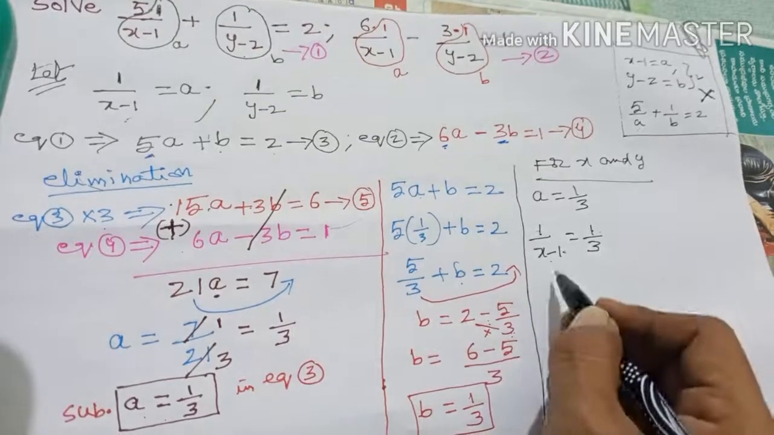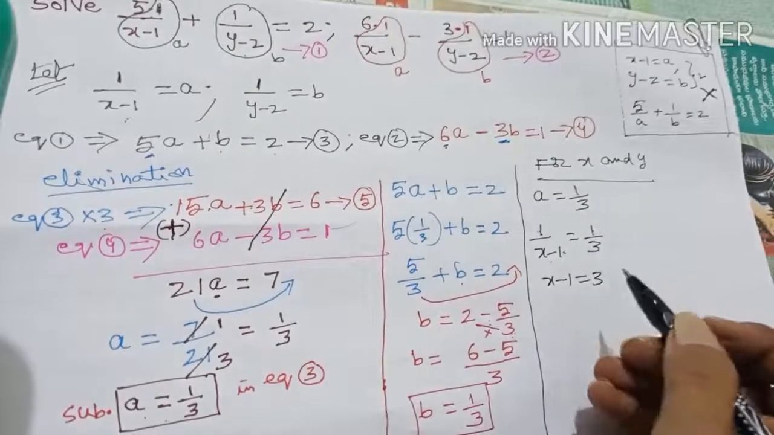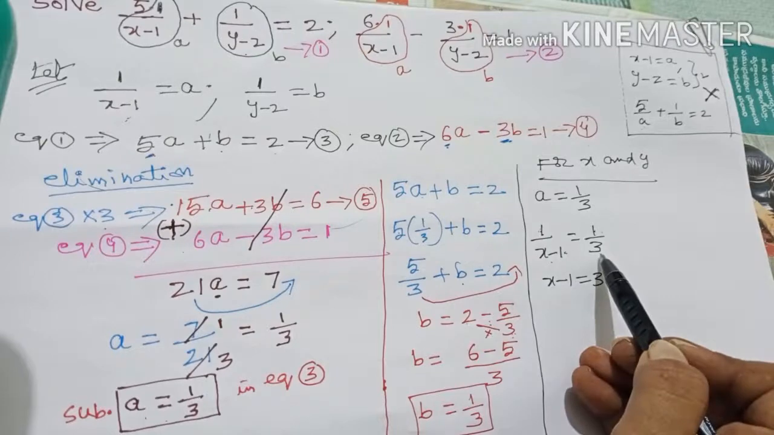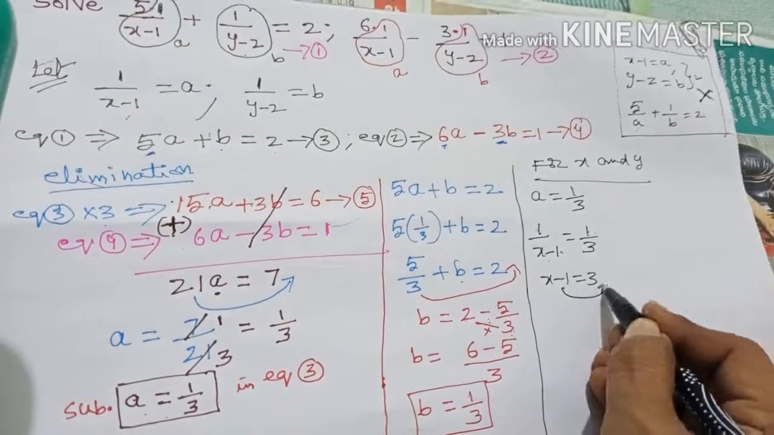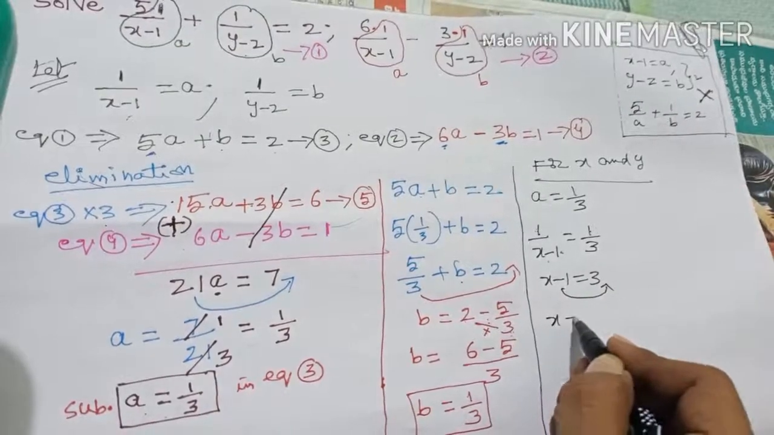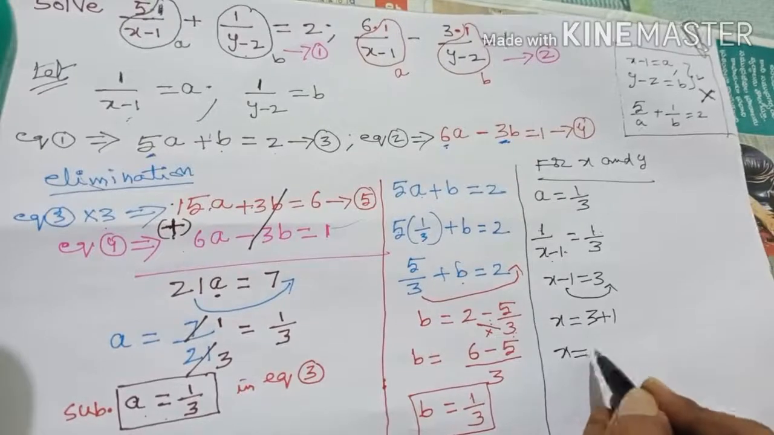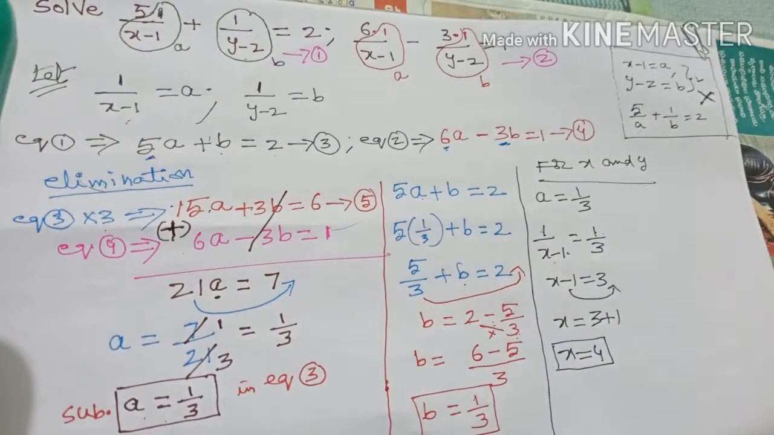I will opt this here, x minus 1 is equal to 3. Do you understand? Here both numerators are equal, therefore both denominators should be equal. Therefore, if you transpose minus 1 to this side, you will get x is equal to 3 plus 1. So it is clearly x is equal to 4. We will get the x value. Then you have to get the value of y.